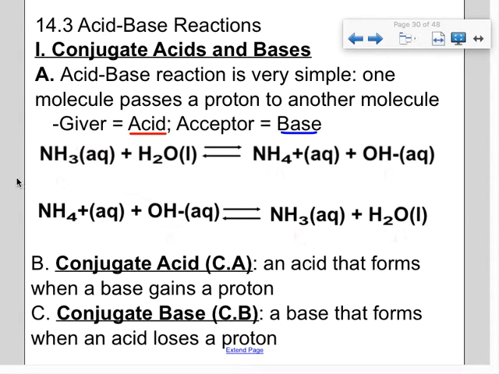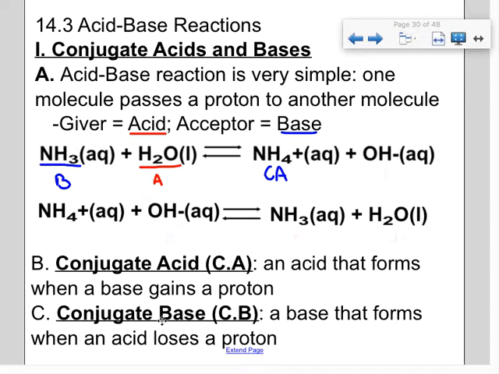That's the easiest. So here I have NH3 plus H2O, and I get NH4 plus OH. So it's pretty clear that my water molecule is going to donate a proton to NH3 to become NH4. So my donor or my giver is water here. So I'm going to identify my acid, and this would be my base. Now if I take a look here, it says an acid that forms when a base gains a proton. Well, this was the base, and it gains the proton, so my NH4 would be considered the conjugate acid.